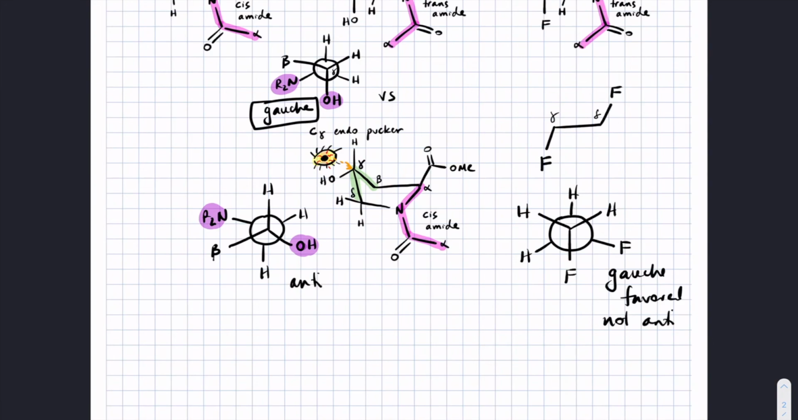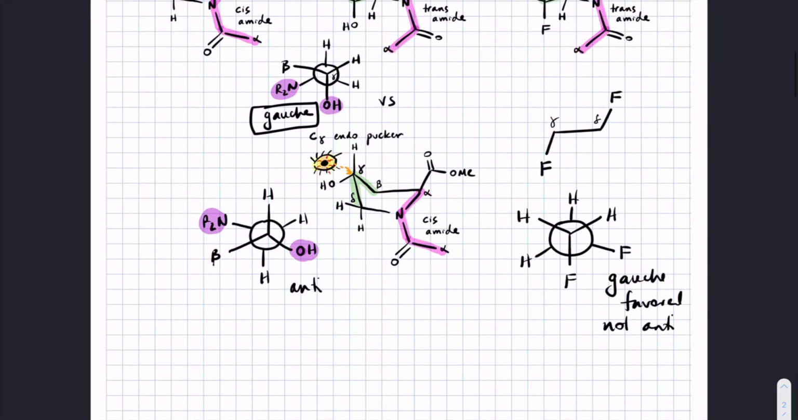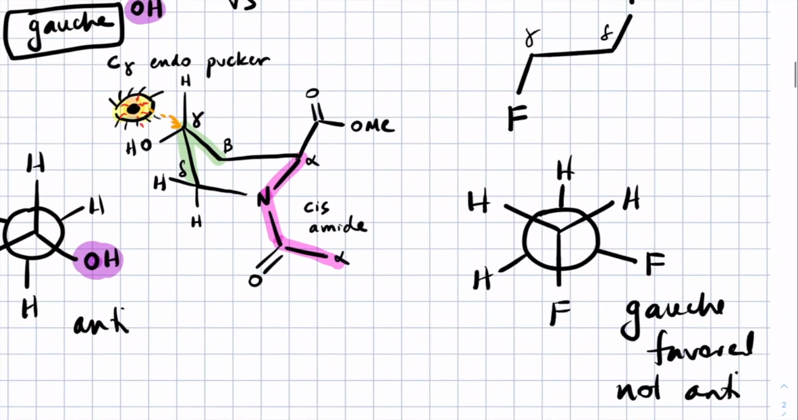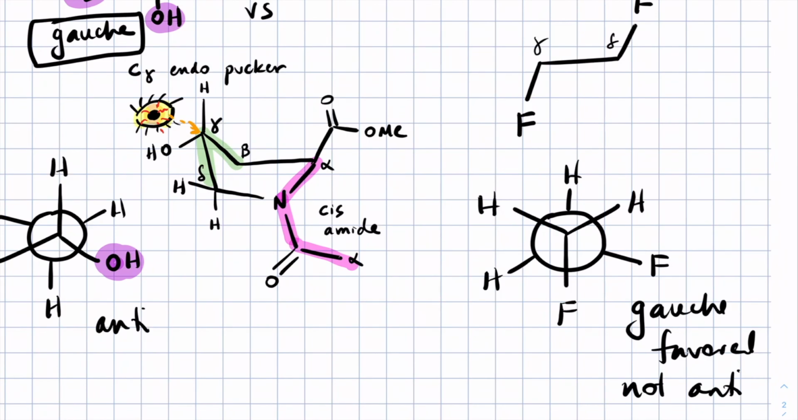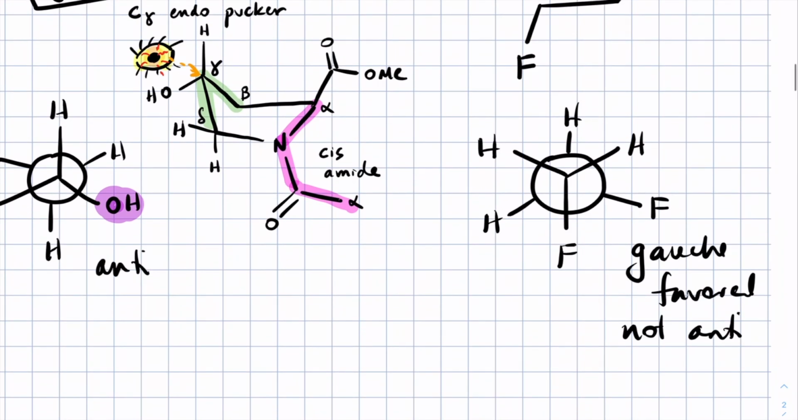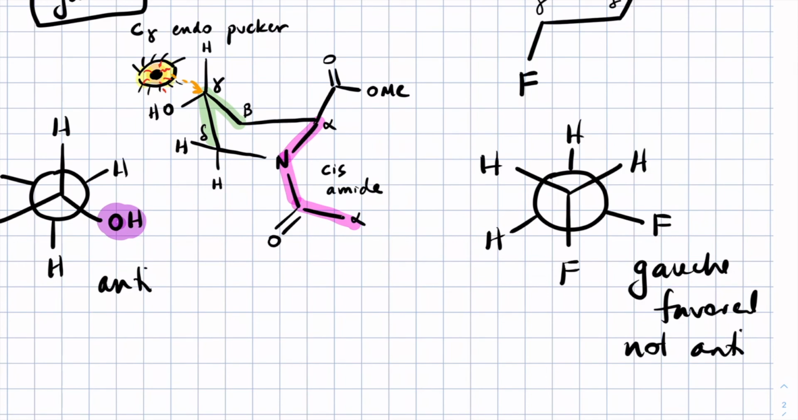Okay, so this is true even if the groups get a little bit bigger. Fluorine's pretty small, so you might say, okay, the penalty for being gauche isn't that bad. But this is true even if one was OH and one was fluorine. If it's not sterics, it's probably electronics. So what's going on here? And the answer happens to be, like most answers in 351 and 352, hyperconjugation.